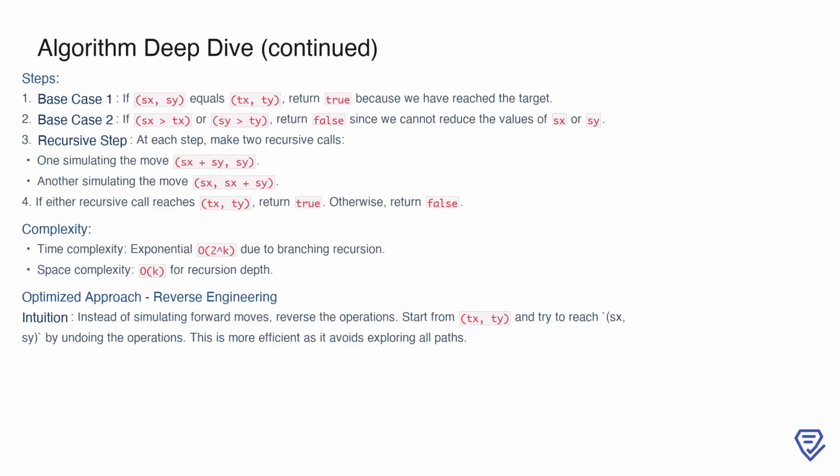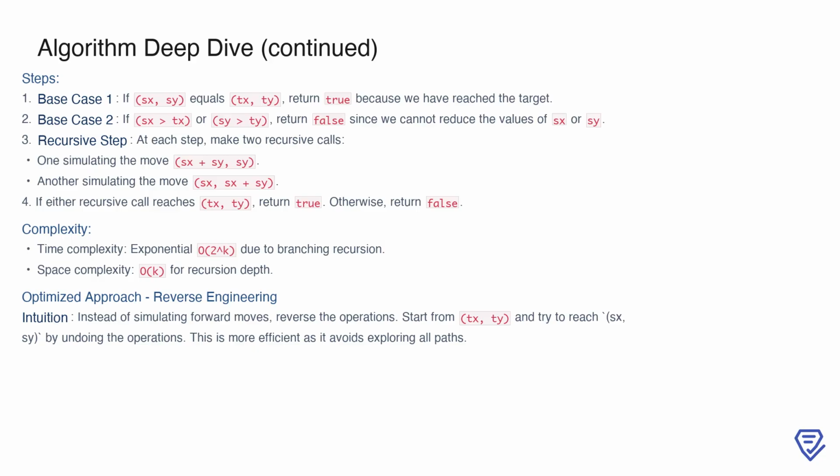Otherwise, we return false. However, this approach has significant computational drawbacks. The time complexity is exponential, 2 to the power of k, due to the branching nature of recursion at each step. Space complexity is O(k), where k is the depth of the recursion.